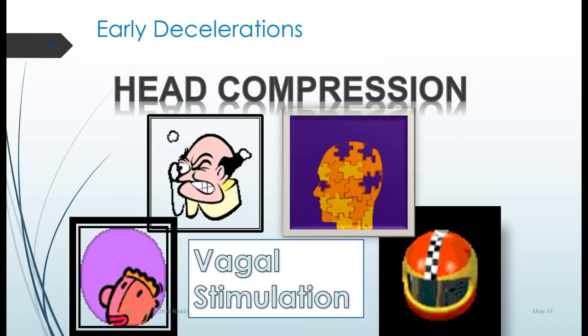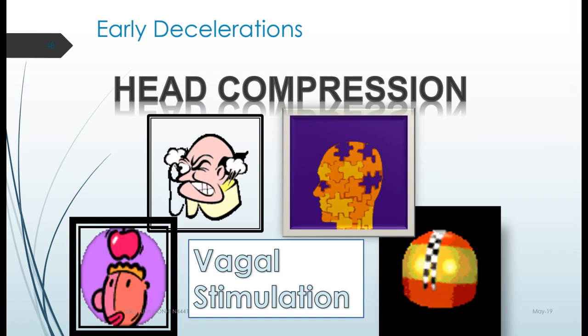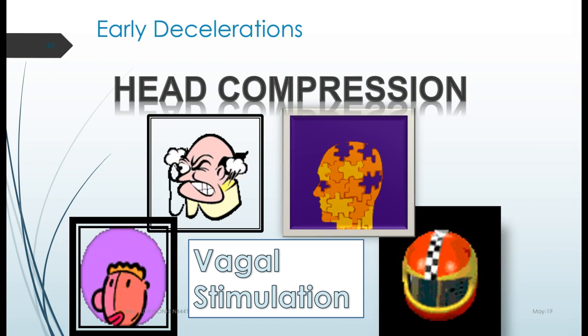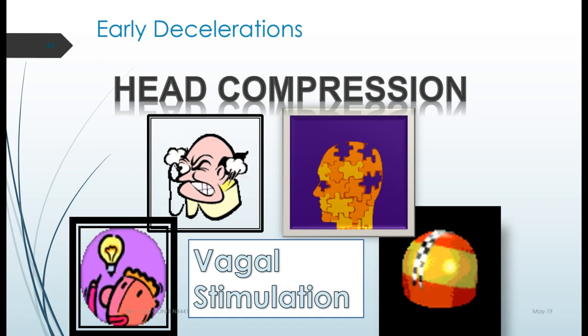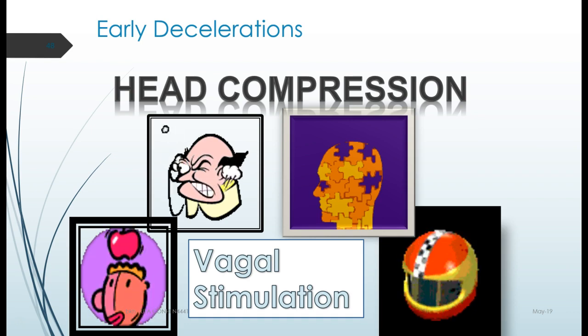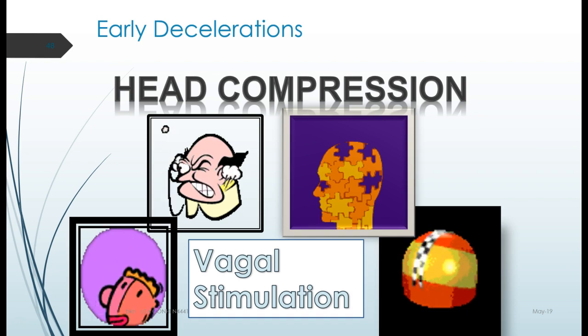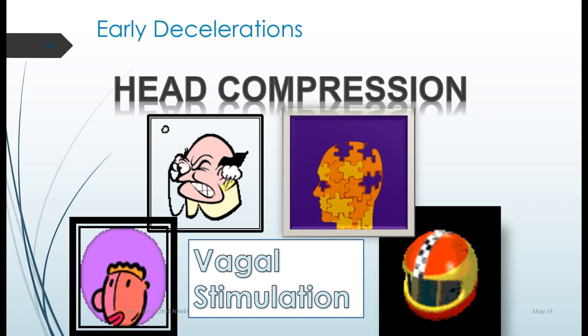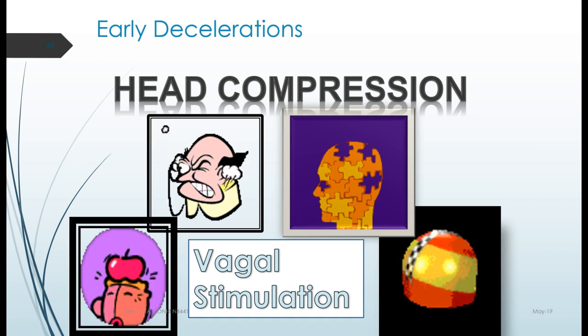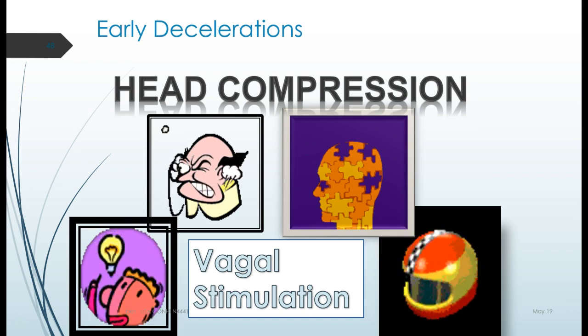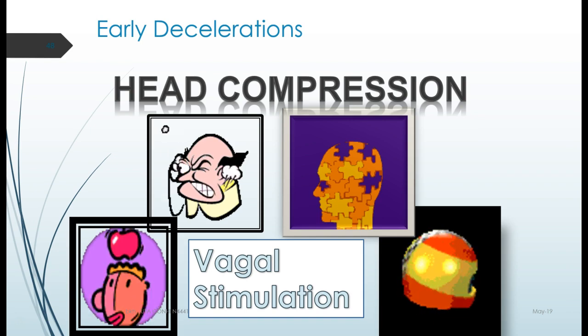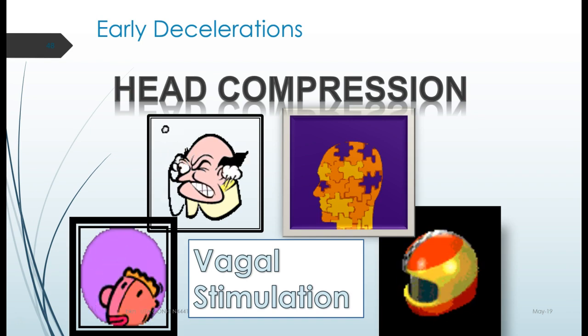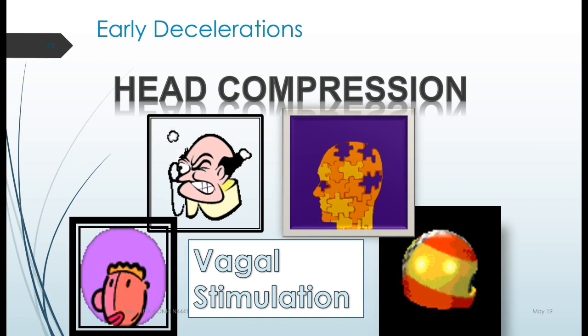So what causes early decels? It's caused by head compression. As mom has a contraction, baby's pushed down, pushed up against the pelvic floor. The vagus nerve in the baby's head gets stimulated, and that causes a reflex slowing of the baby's heart rate. As that contraction eases off, baby comes back up in the pelvis a little bit, off the pelvic floor. That vagal nerve stimulation stops. Heart rate's back to normal by the time the contraction's over.